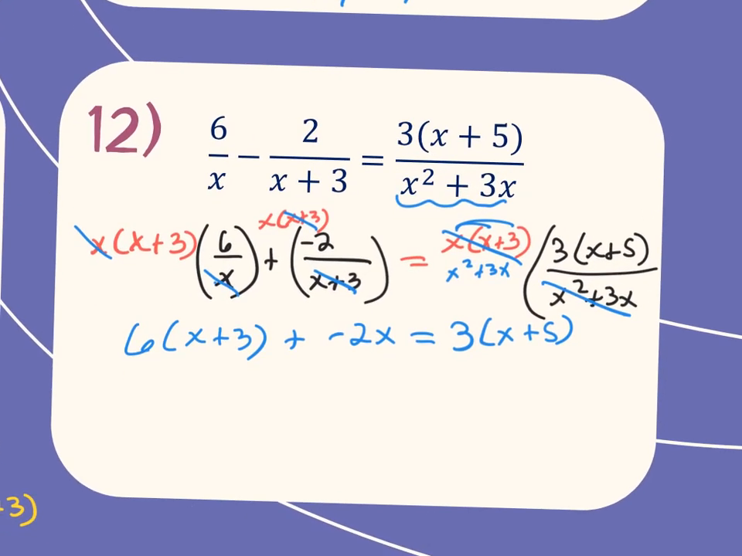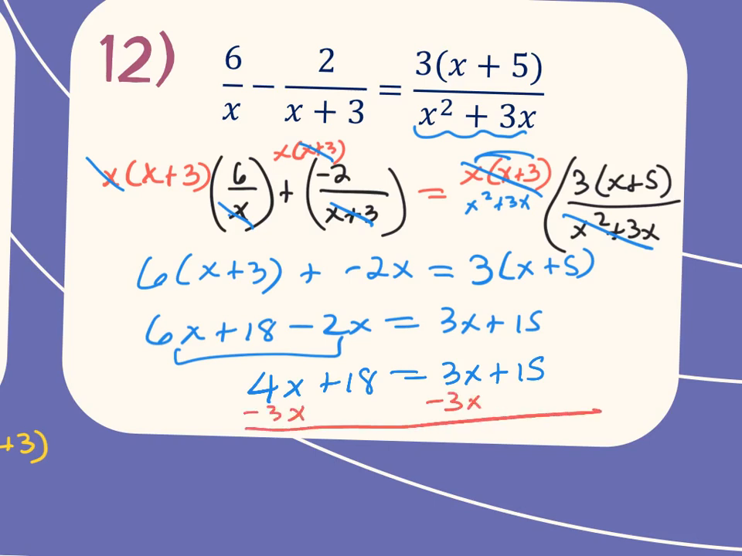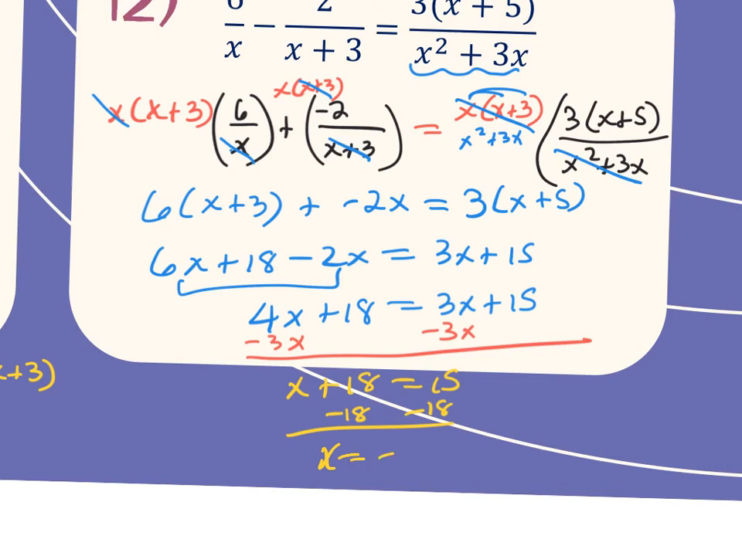Let me distribute the two ends, 6x plus 18. And then I can make this minus 2x, 3x plus 15. Group these like terms first, 4x plus 18. Move my x's together. And then I get x plus 18 equals 15. Move the 18. And I get x equals negative 3.